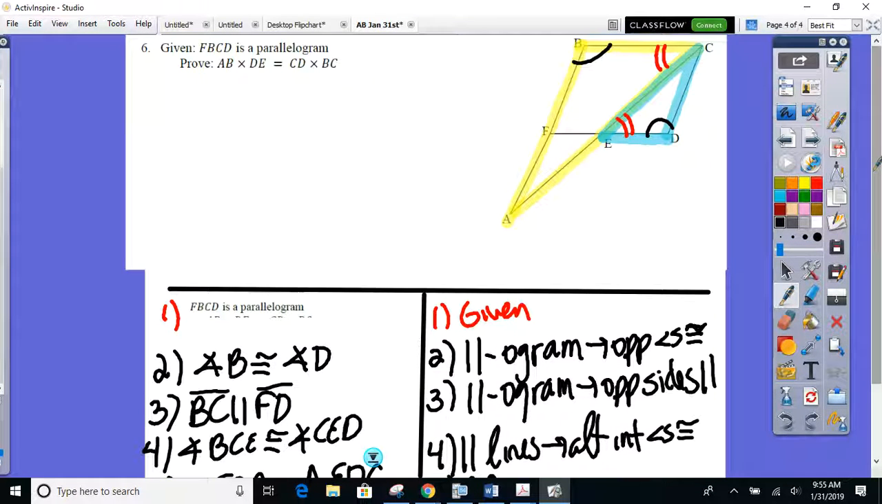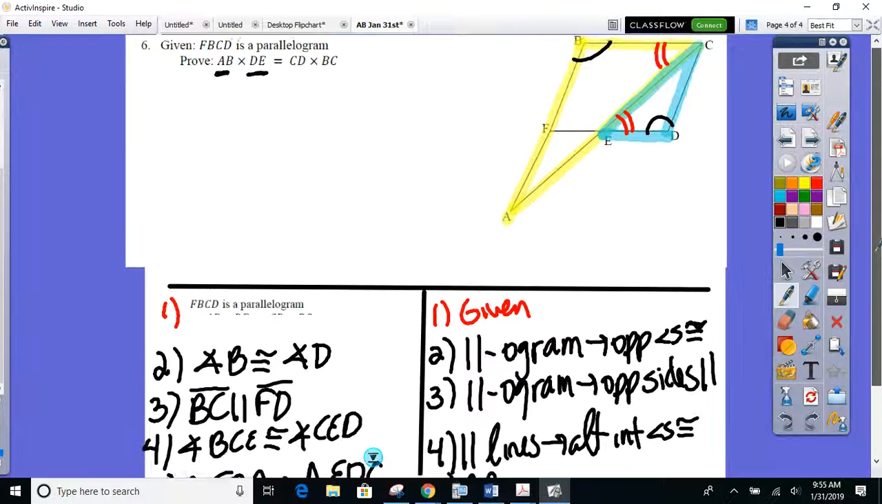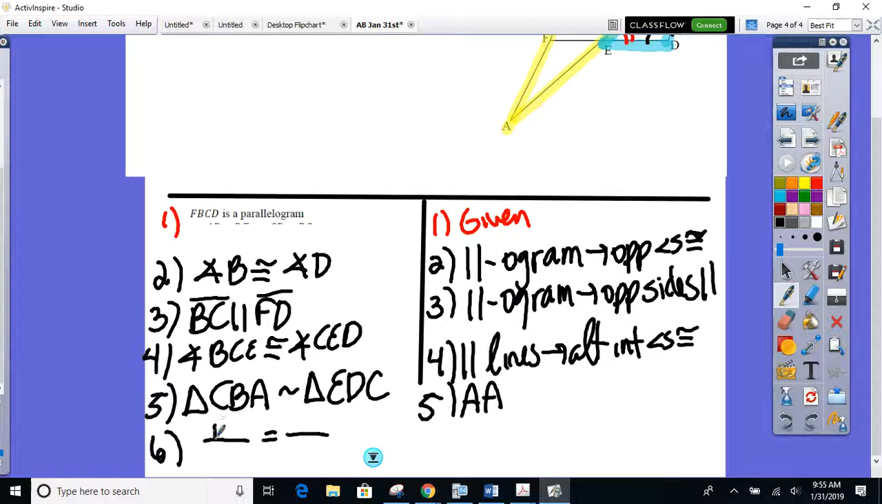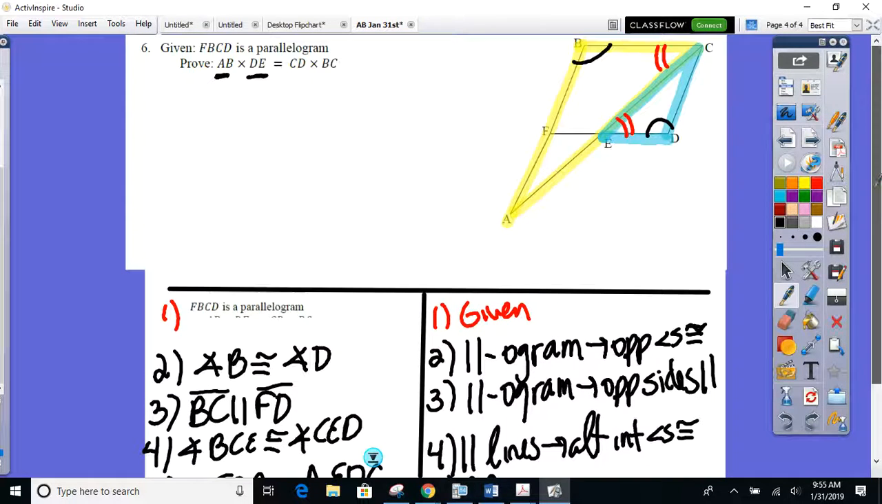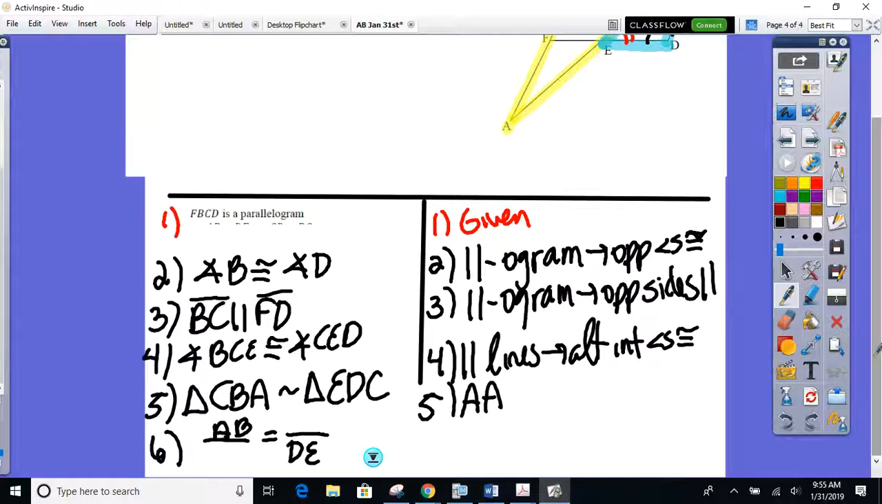Well, if I'm supposed to multiply AB with DE, where do they have to be in the proportion? Diagonal, so I can cross multiply with them. So AB, place it somewhere, but diagonal to it has got to be DE if I'm going to cross multiply with it. And then the other two slots are for CD and BC.